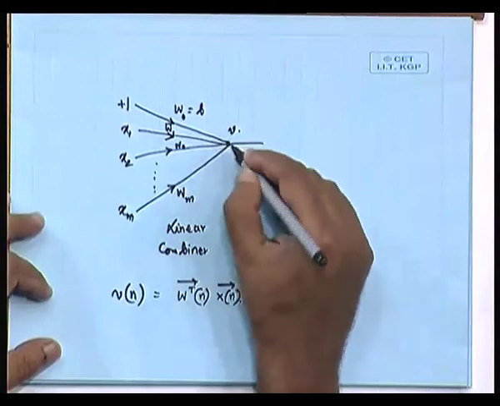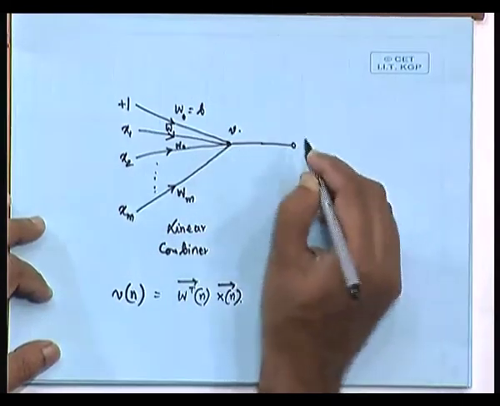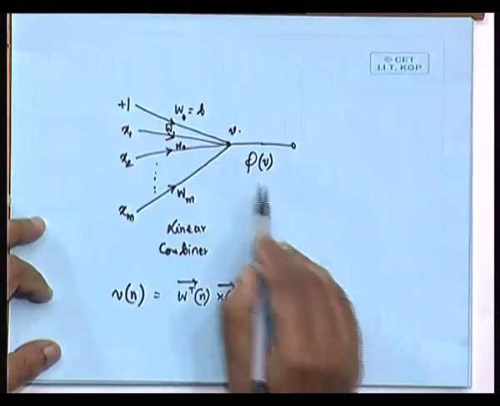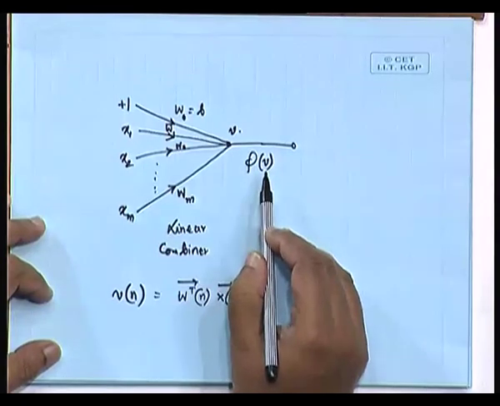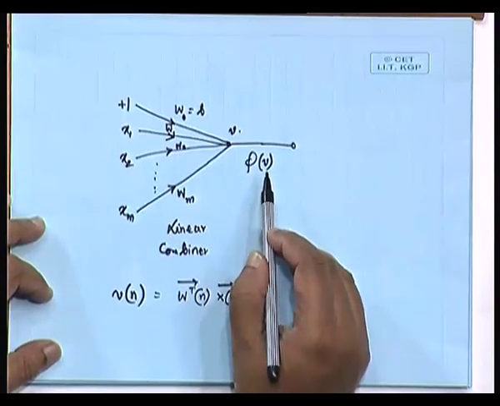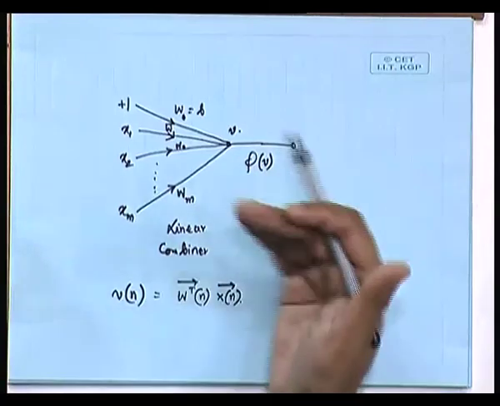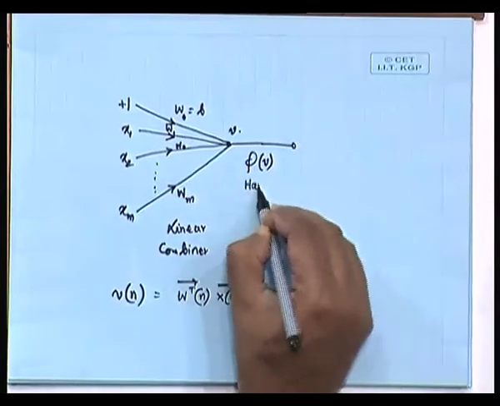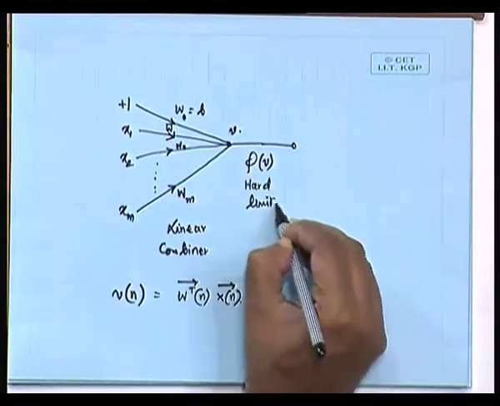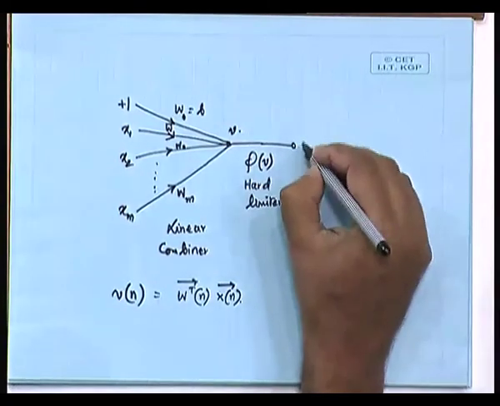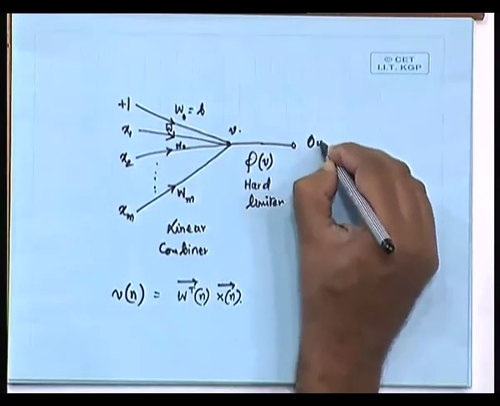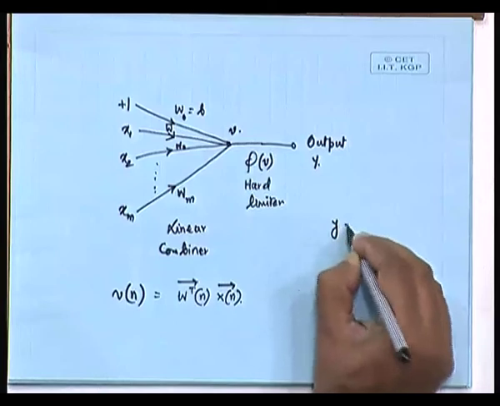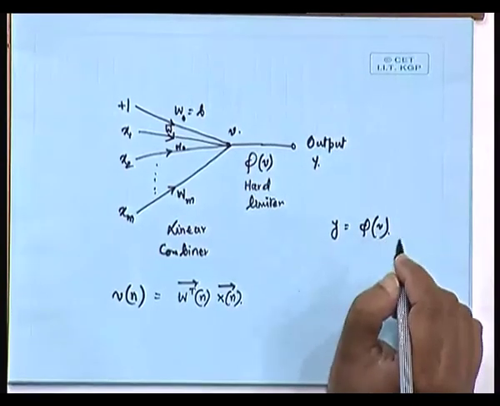So this is what v is, and then we follow it up with a hard limiter, where this v gets modified into phi(v), hard limiting it into +1 or -1. So this is a hard limiter that will be used after that. It is like a binary pattern classification that we are considering, that being the simplest case, and this is the output y that we are taking. So basically y is nothing but equal to phi(v).